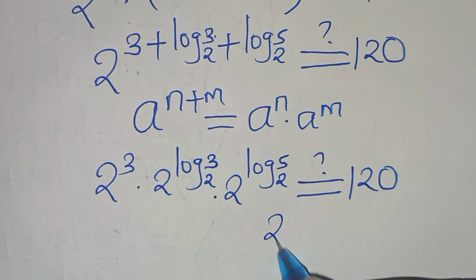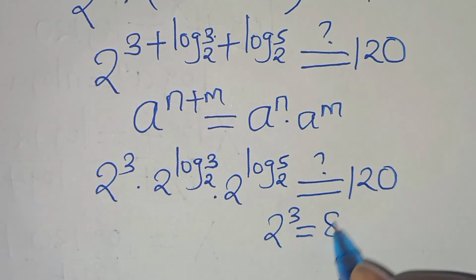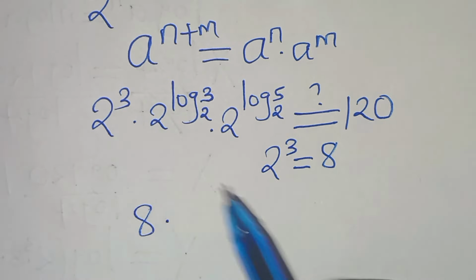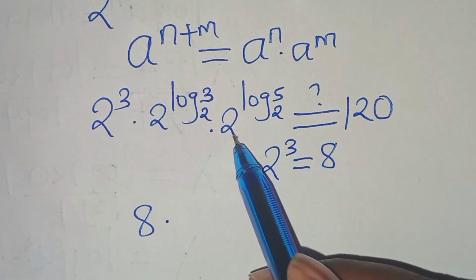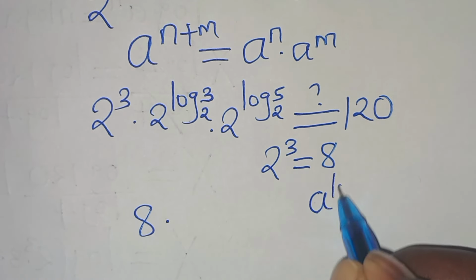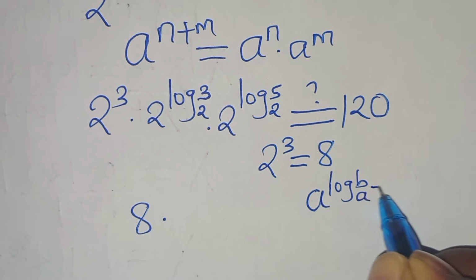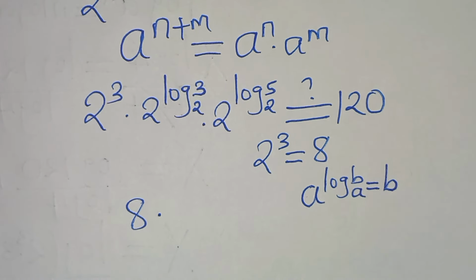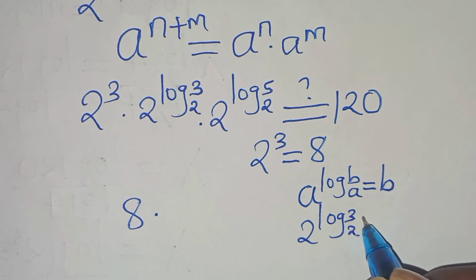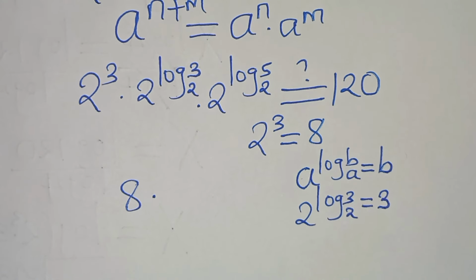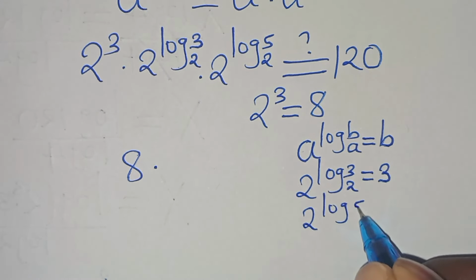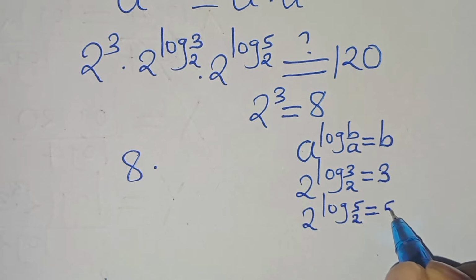We have that 2 to the power of 3 is the same thing as 8. So here we have 8 multiplied by 2 to the power of log 3 to base 2 times 2 to the power of log 5 to base 2. And this is in the form of a to the power of log b to base a, which essentially is supposed to give us a value of b. So 2 to the power of log 3 to base 2 is supposed to give us a value of 3. And 2 to the power of log 5 to base 2 should give us a value of 5.